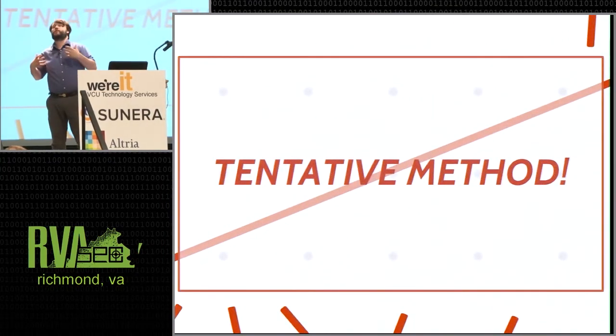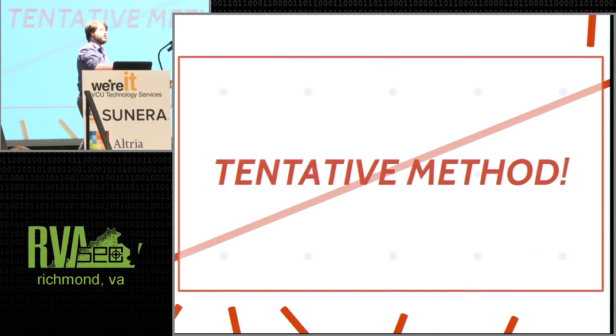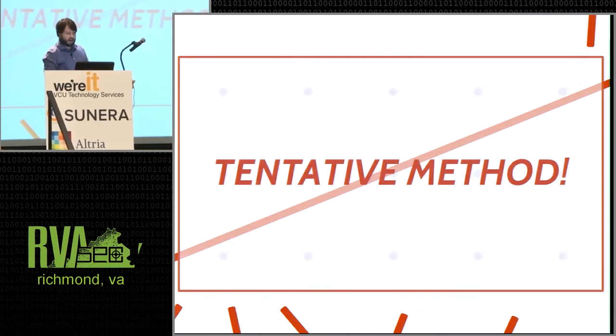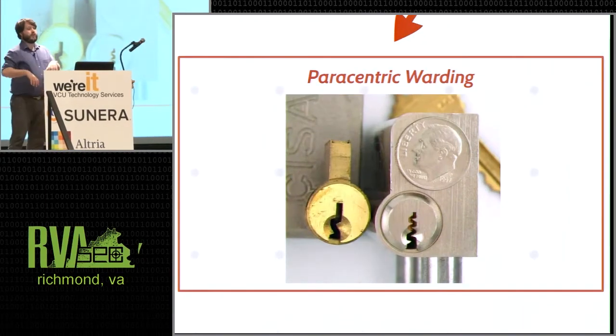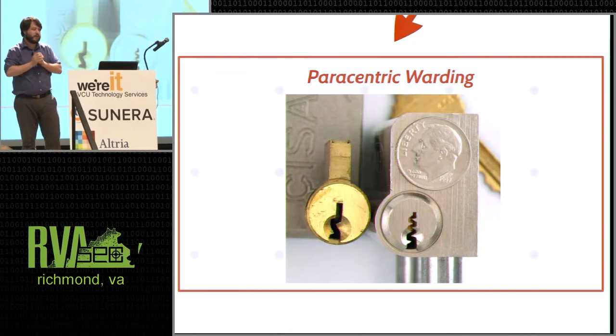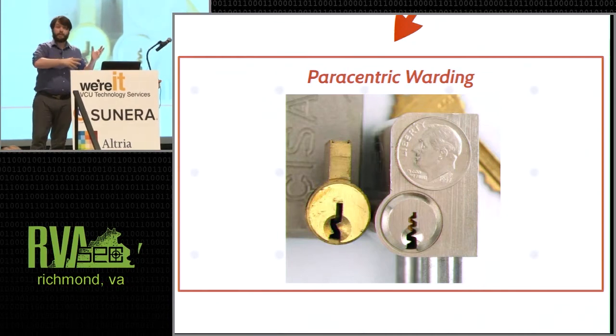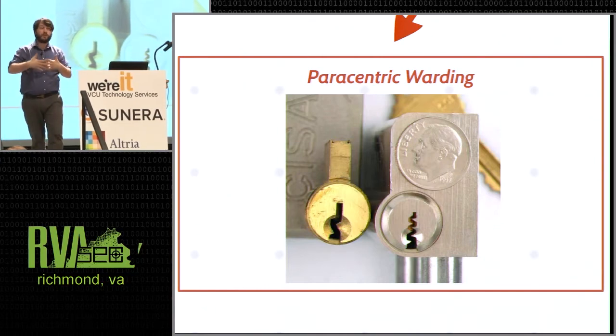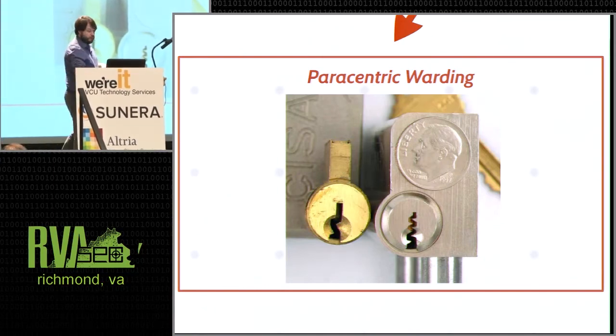But the tentative method will never be stopped, and so people try to throw a bunch of other things at the tentative method. Even with a slightly shaped key, you can still get tools in there, you can still carry out all of the normal attacks. So they try to create this paracentric warding. Yale actually, I believe, was one of the pioneers of the paracentric warding as well. Again, paracentric means that we're crossing over the center line. It makes it very difficult to get any tools into the lock, but people just make better tools.